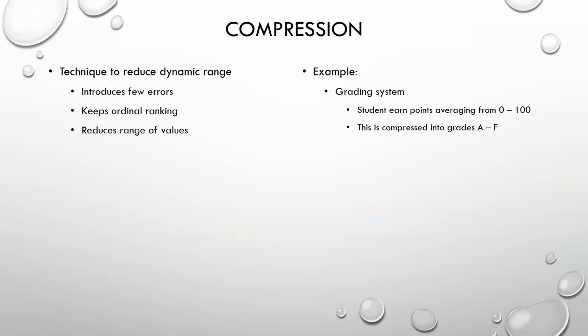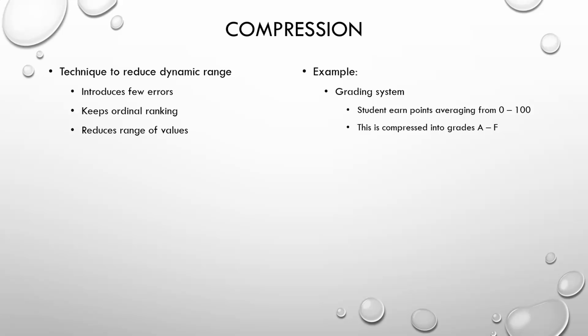Compression is a technique which allows us to reduce the dynamic range. There are errors that are introduced when you compress something. It keeps the ordinal ranking, so the highest things are always the highest and the lowest are always the lowest. That's an ordinal rank, but it reduces the range of the values. So as an example, you could potentially earn points in a course ranging from 0 to 100, but then the faculty compresses that down to a very narrow grade group between A to F.